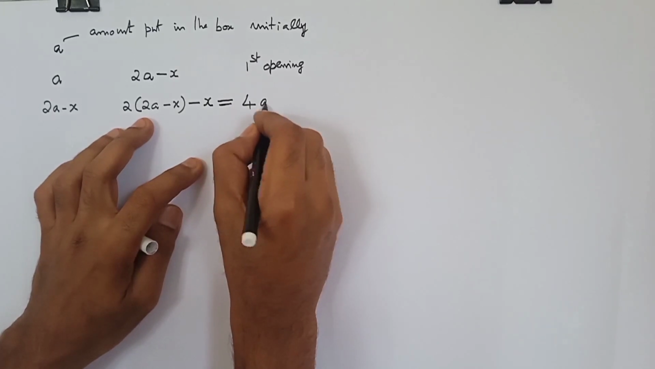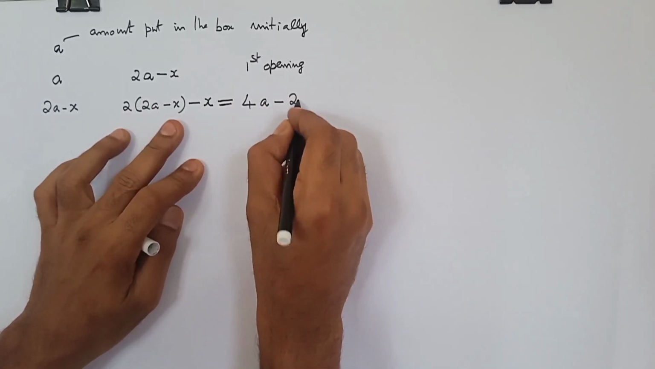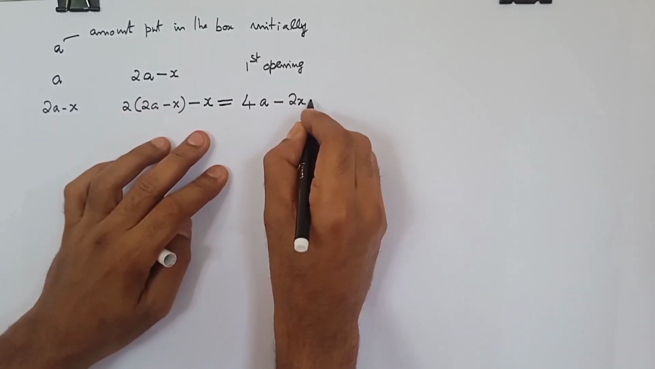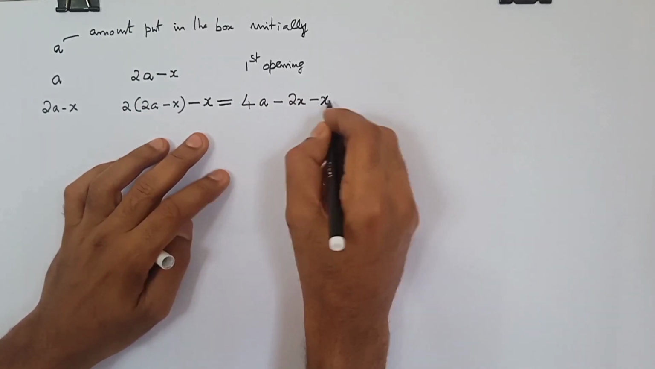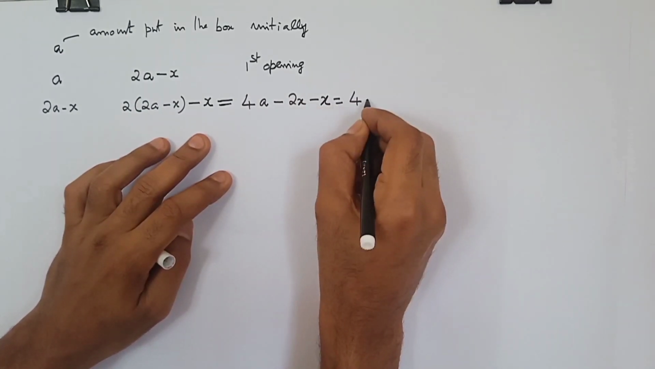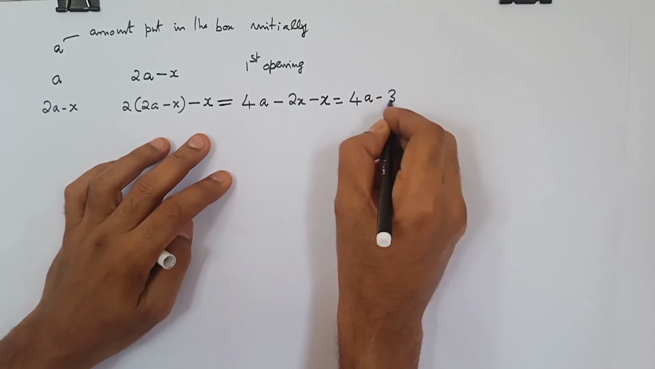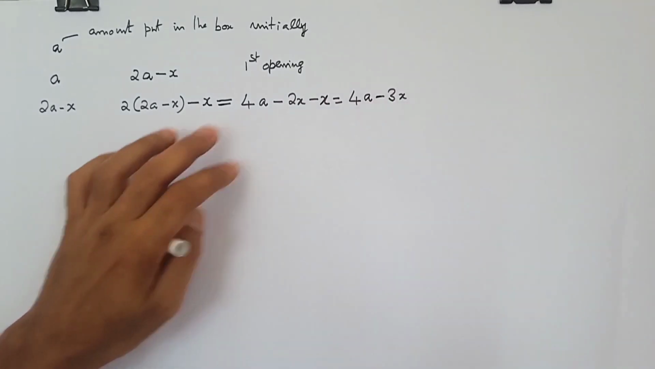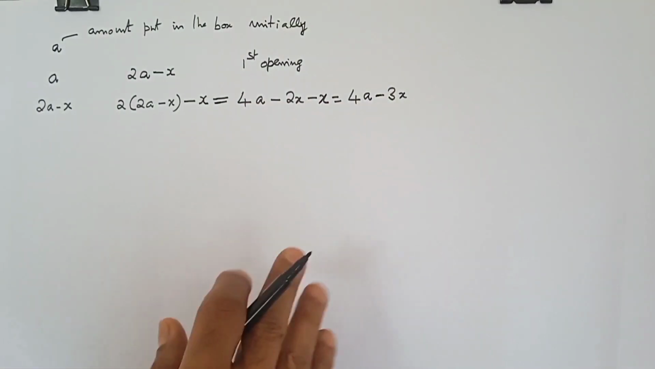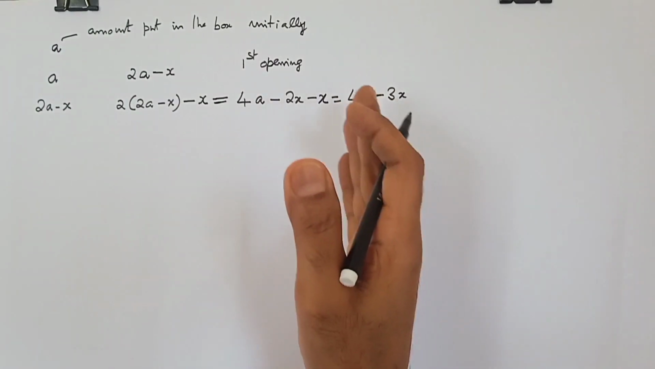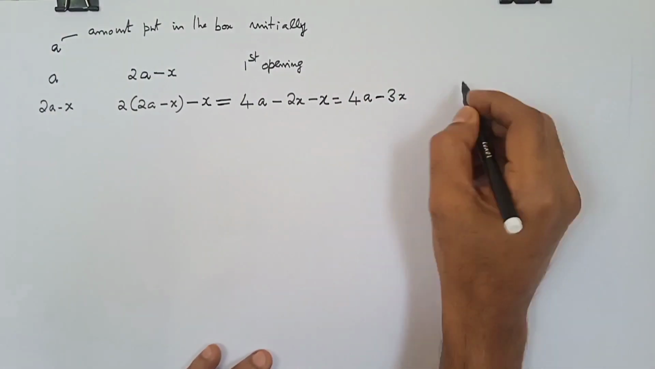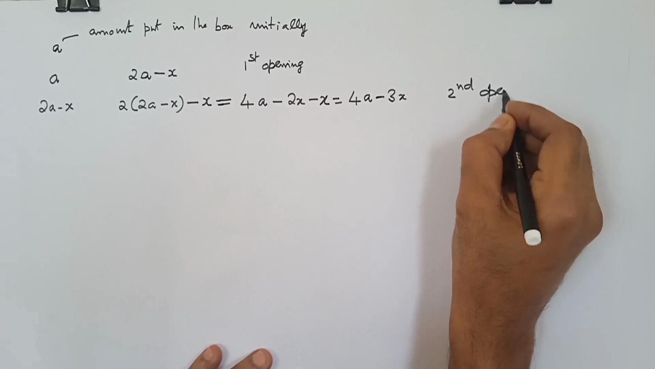4A minus 2X minus X, which is 4A minus 3X. So this is what you will see in the box after the second opening.